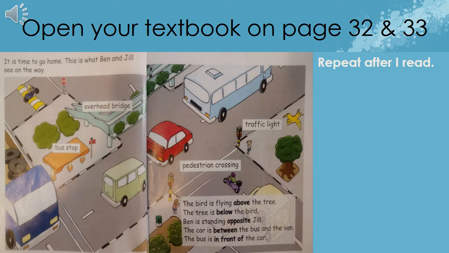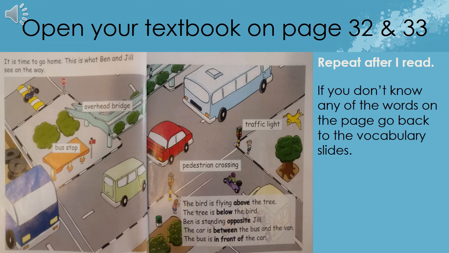The bird is flying above the tree. The tree is below the bird. Ben is standing opposite Jill. The car is between the bus and the van. The bus is in front of the car.